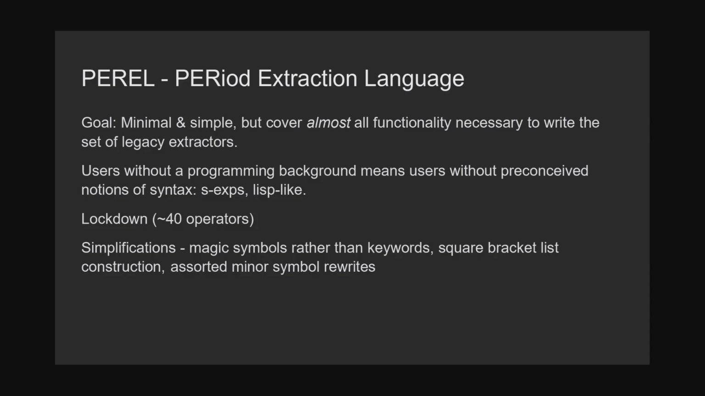We named the thing Peril, for period extraction language. The goal was to have a sort of simple and minimal thing that covered almost all the functionality. We knew it wouldn't cover everything. That was fine. And because users didn't have previous experience, that meant we could stick with a simple syntax, S-expressions, obviously. So the thing looks very Lisp-like.